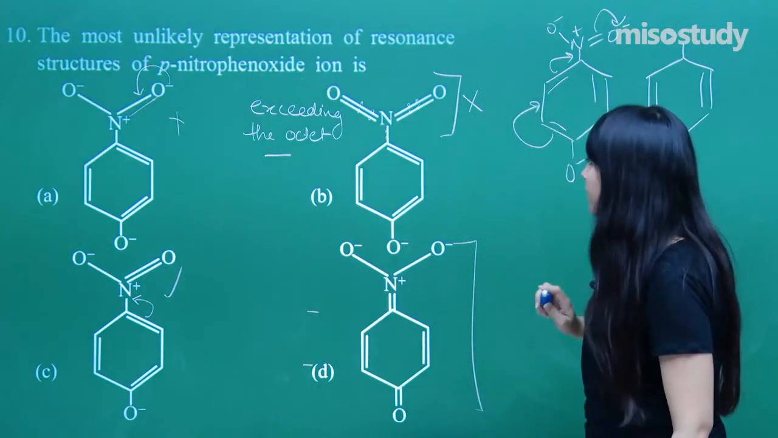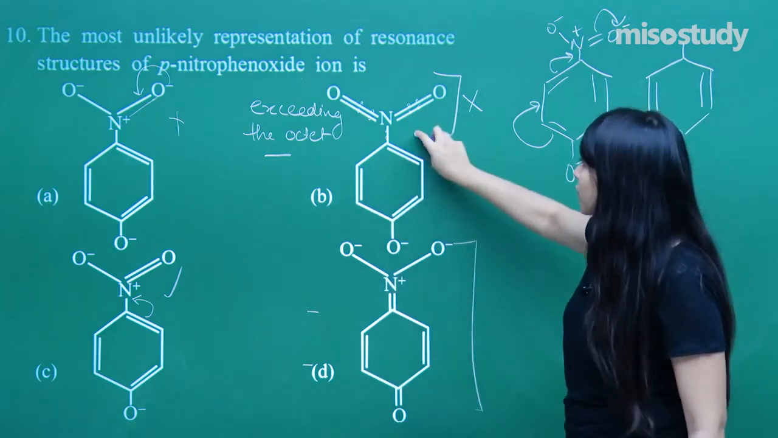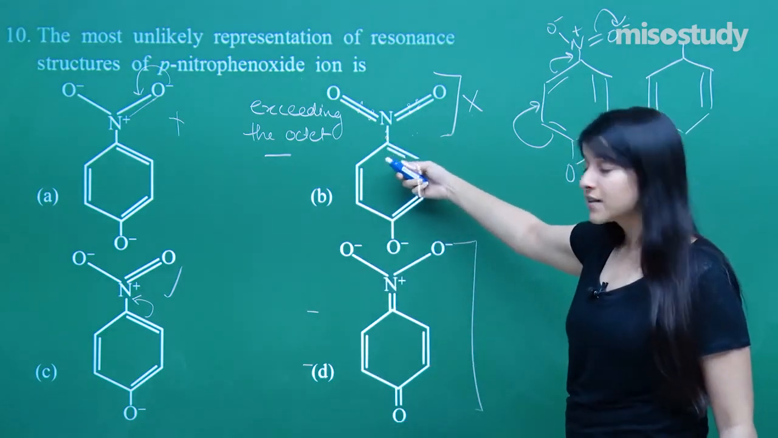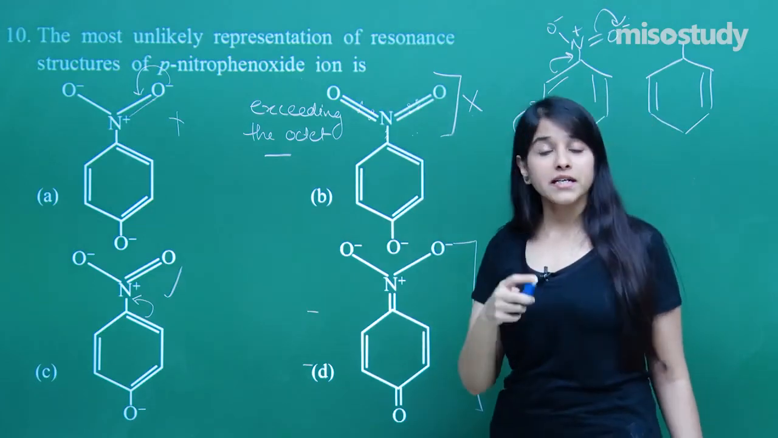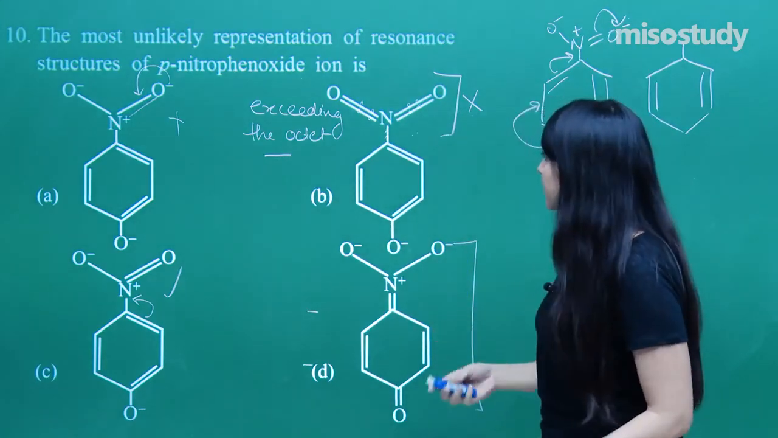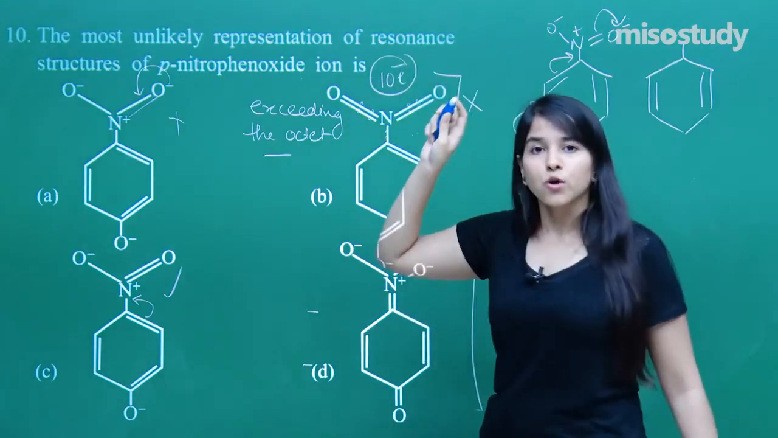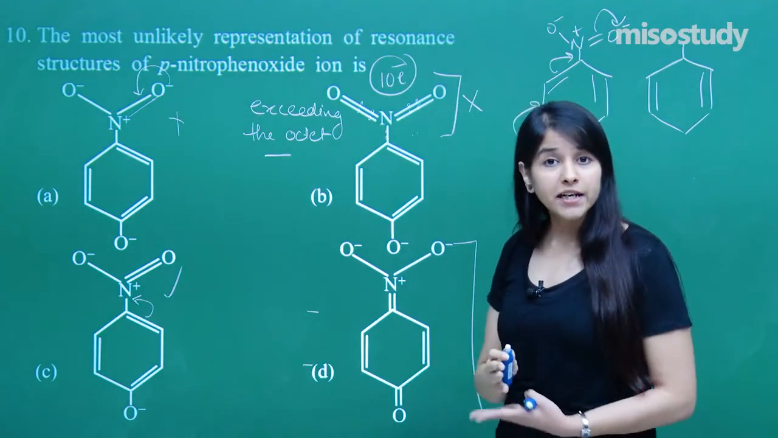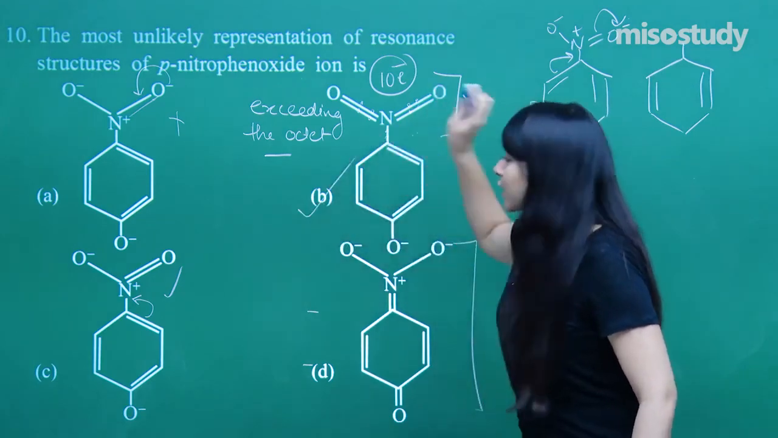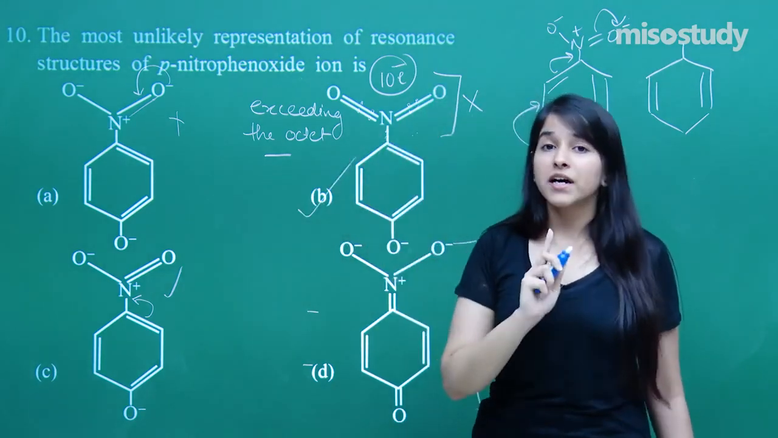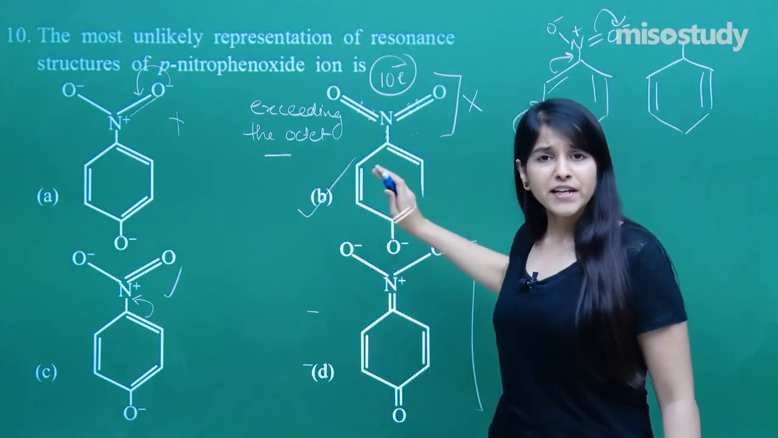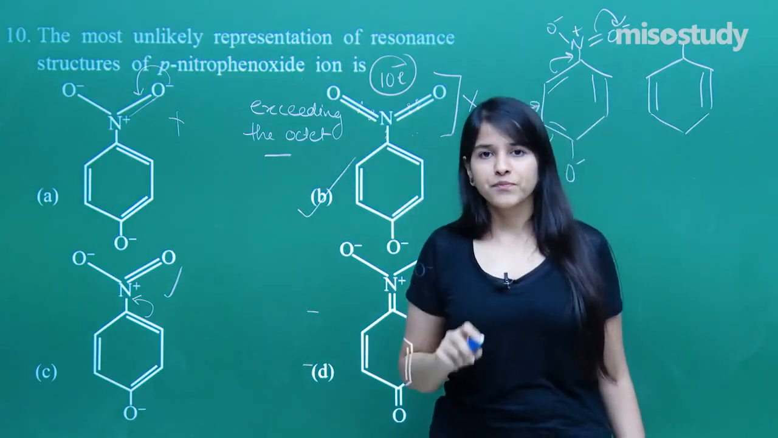So I hope you are clear with the idea, and what do we have over here? We have our answer. Here the nitrogen octet is actually exceeding. We have got 10 electrons over here in the octet, which is not at all possible. It cannot accommodate 10 electrons. That means B would be the most unlikely representation. Very unstable structure this is.